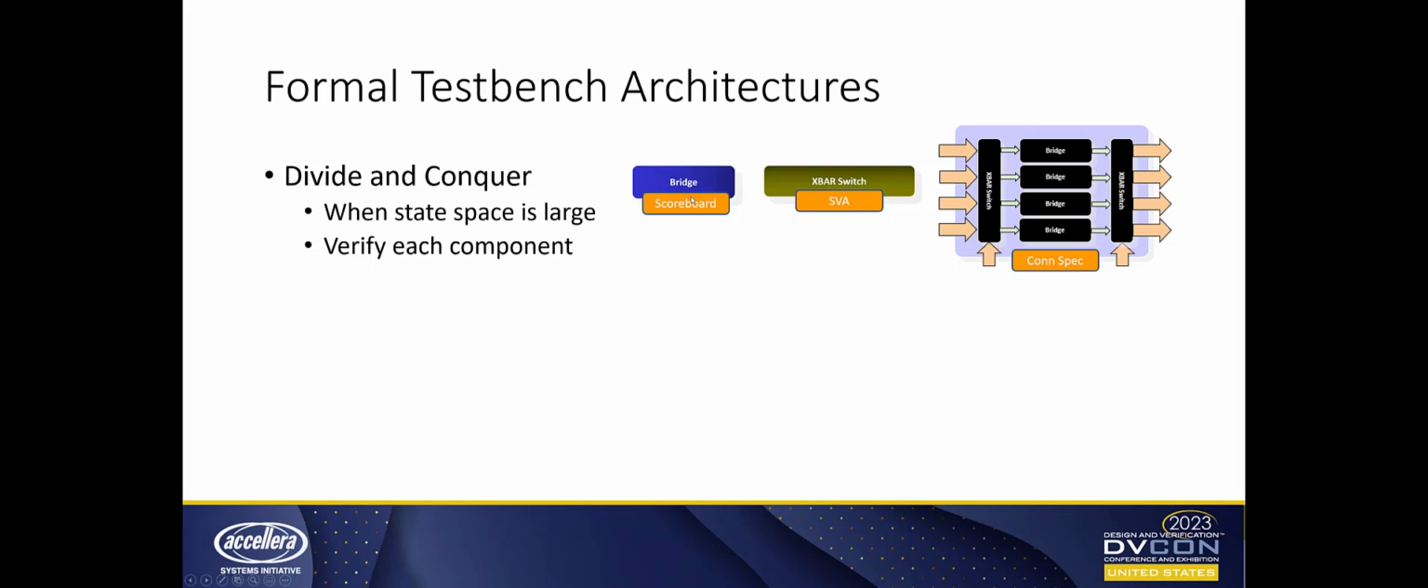So you could just verify the bridge itself with a scoreboard. And if this design is the same, then you're just verifying it once, you verify all of them. Or if there's differences here, of course, you would verify each one. Same thing on the crossbar switch. You've gotten some properties to make sure this switch is operating correctly. And then you can black box these things and do a connectivity check, for example. So this is one way you can divide and conquer the verification.